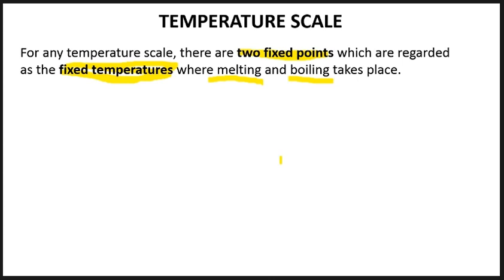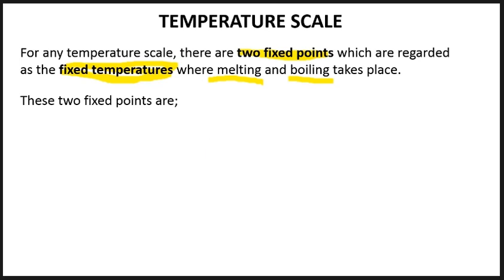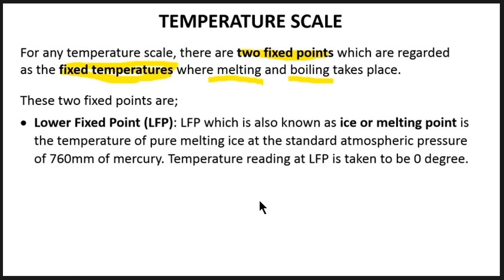Now we have two types of fixed points. Number one, we have the lower fixed point, which I call LFP. The LFP, which is also regarded as the ice or melting point, is the temperature of pure melting ice at the standard atmospheric pressure. I call it SAP, standard atmospheric pressure of 760 mm of mercury.